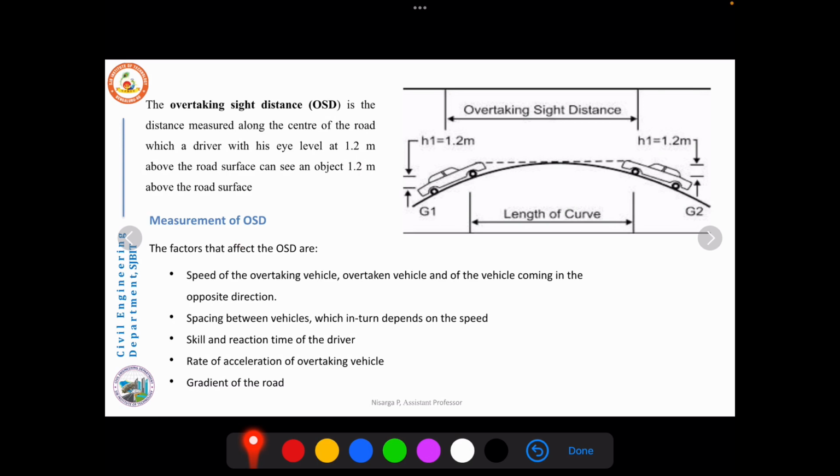For measuring the overtaking sight distance, there are some factors which are essential to consider. The OSD depends upon the speed of the overtaking vehicle and overtaken vehicle, and also the vehicles that are coming in the opposite direction, if any. The OSD also depends upon the clear spacing between the vehicles, which in turn depends upon the speed of the vehicle. It also depends upon the skill and reaction time of the driver, the rate of acceleration of the vehicles, and the gradient of the road, if any.